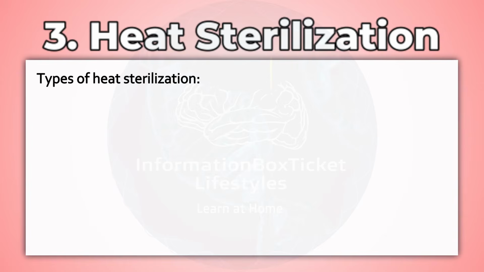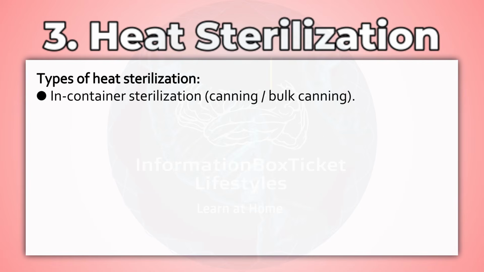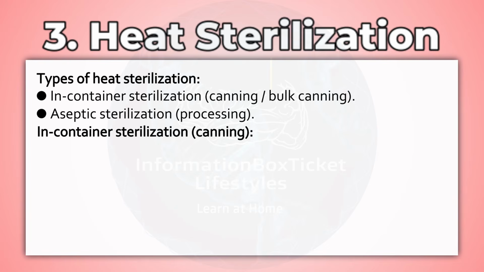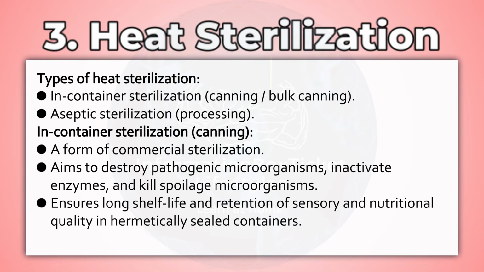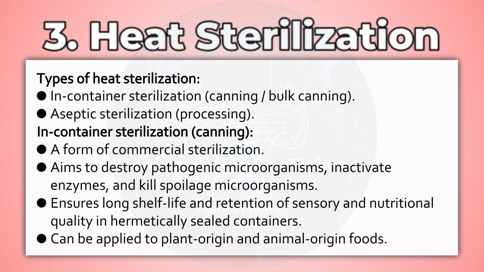Types of heat sterilization: in-container sterilization, canning, bulk canning; and aseptic sterilization, processing. In-container sterilization, canning, is a form of commercial sterilization. It aims to destroy pathogenic microorganisms, inactivate enzymes, and kill spoilage microorganisms. It ensures long shelf life and retention of sensory and nutritional quality in hermetically sealed containers. Can be applied to plant origin and animal origin foods.